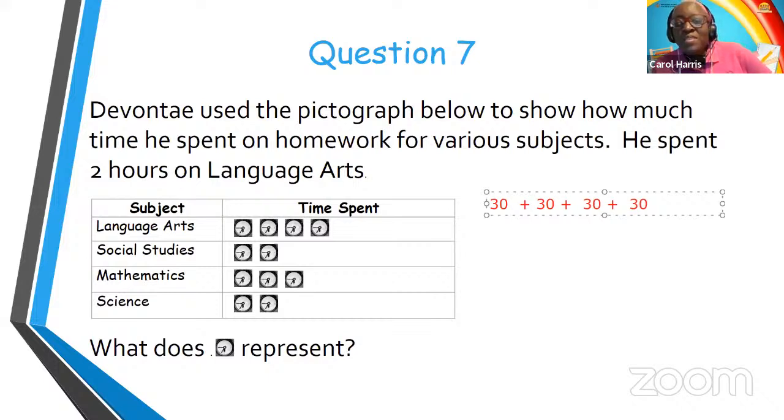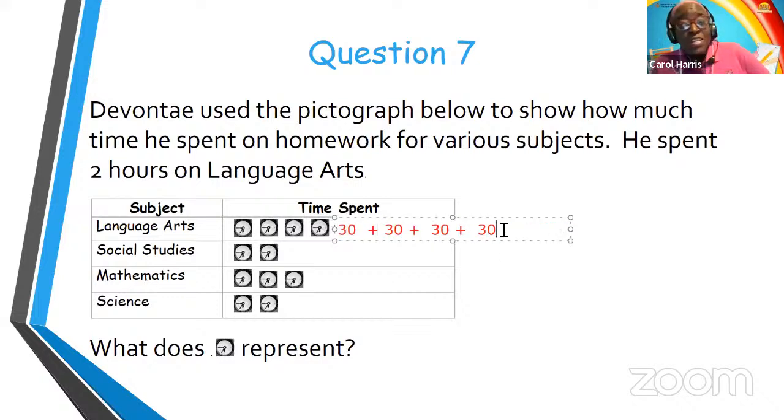Okay, so you're saying that it's 4 sets of 30, because it was 2 hours and it takes 4 30s to make 120, which is 2 hours. They didn't tell me 120 minutes, but I have to know my relationship between hours and minutes in order to do that. Yes, Miss. Excellent.